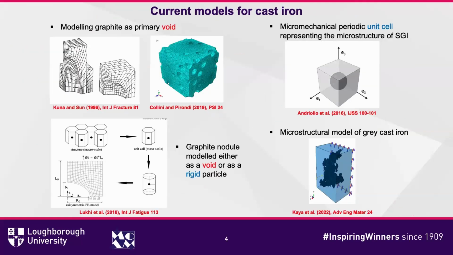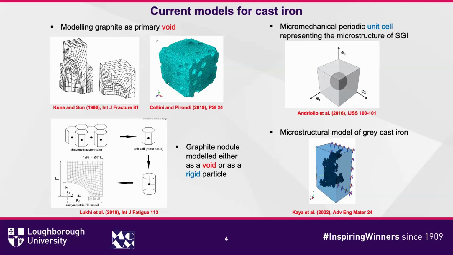The graphite particles are soft but brittle inclusions, and they are very easily debonded from the matrix. So initially, researchers modeled the graphite as voids, and then regarded it as rigid particles. Here the representative volume element is used as the unit cell, which can represent the microstructure of the cast irons.